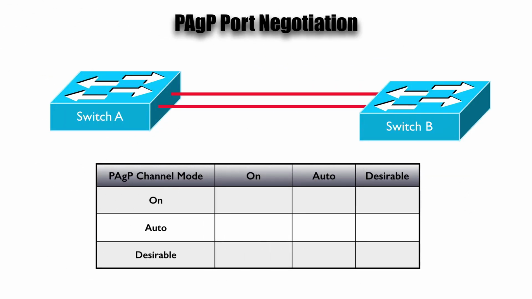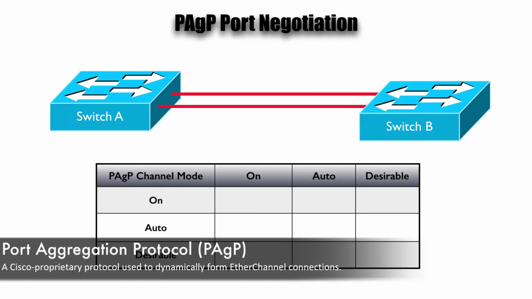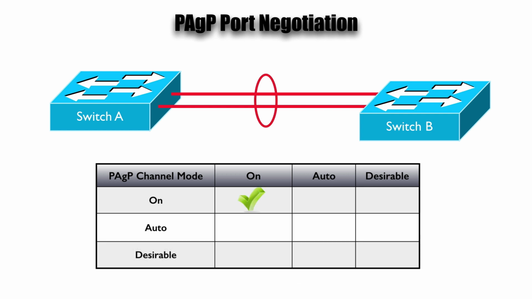Remember I said that there was an on mode. If we just say that both sides are on, we're not going to be sending any PAgP frames. We just declare that we are an EtherChannel. And both sides set to on will cause an EtherChannel to form. But if one side is set to on, no other setting other than on will work on the far end of this EtherChannel. So on is not going to be compatible with anything else.